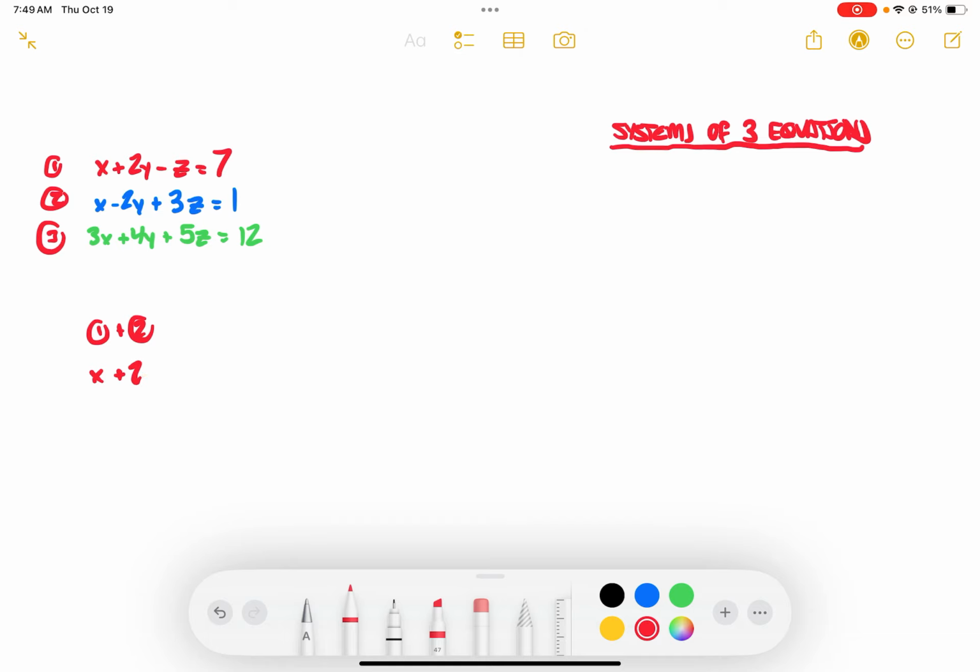So that would be x plus 2y minus z equals 7. And notice when I write my z, I put that little tail in the middle, so that way I don't confuse it for the number 2. It sounds stupid, but believe me, it happens way more often than you might think.